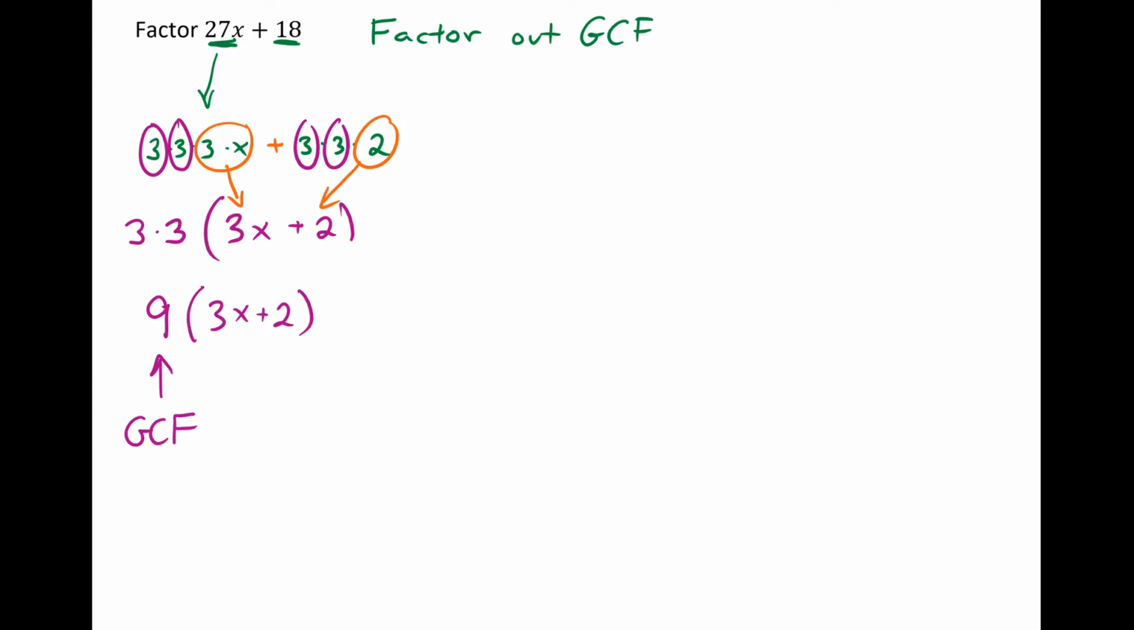And you can always check your factoring by going in reverse. If I distribute this 9 in, I should return right back to 27x plus 18. So what do we got? 9 times 3x is 27x plus 9 times 2, which is 18. Boom, it's where I started. So that means I am correct. So once again, the factorization of 27x plus 18 is 9 times 3x plus 2.